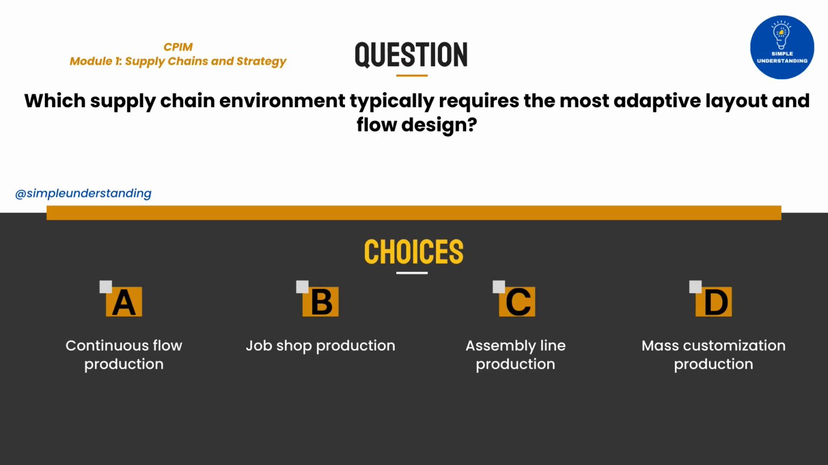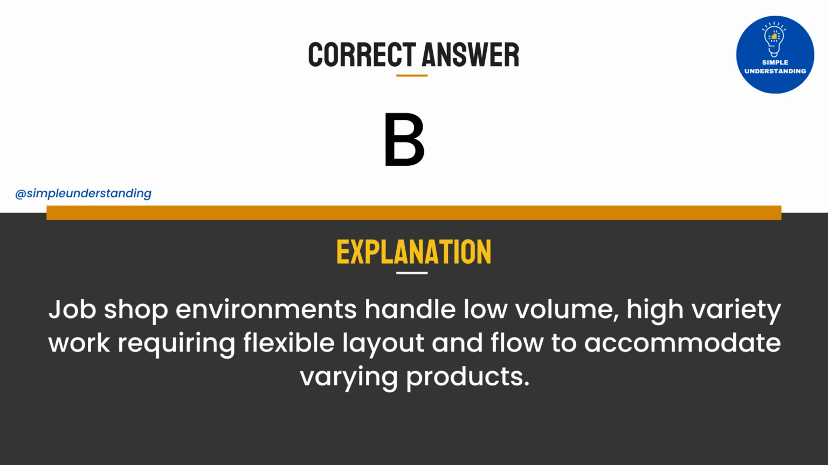Question 21. Which supply chain environment typically requires the most adaptive layout and flow design? A. Continuous flow production. B. Job shop production. C. Assembly line production. D. Mass customization production. Correct answer, B. Explanation. Job shop environments handle low volume, high variety work requiring flexible layout and flow to accommodate varying products.